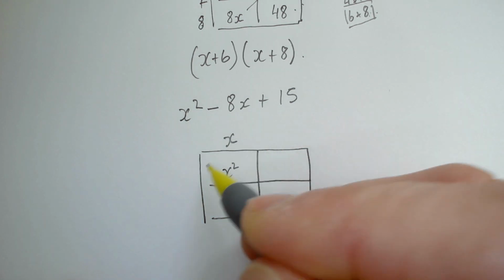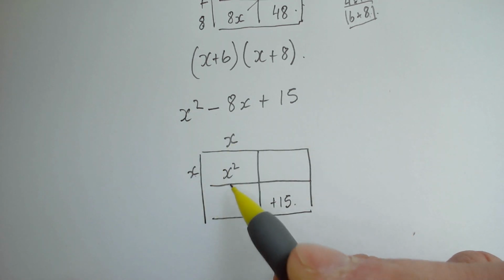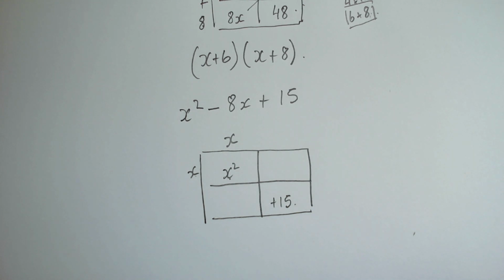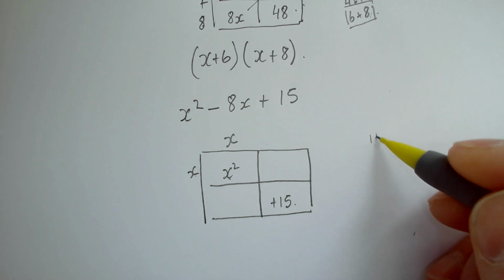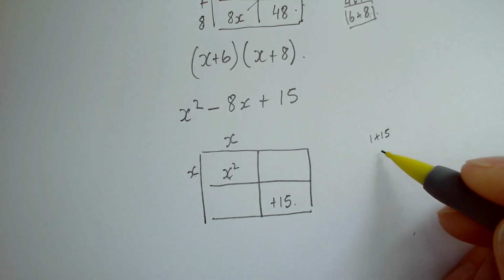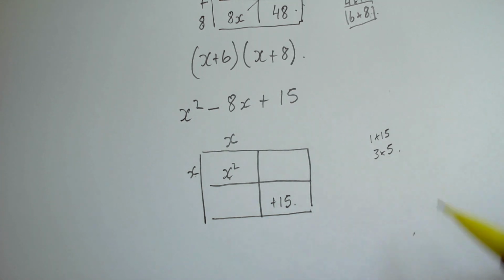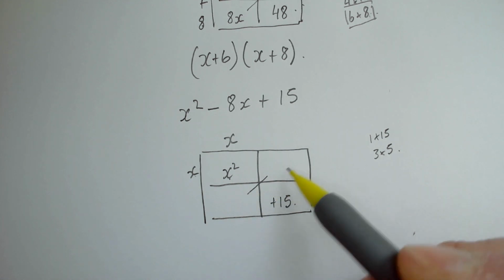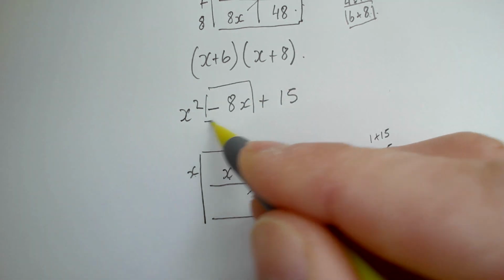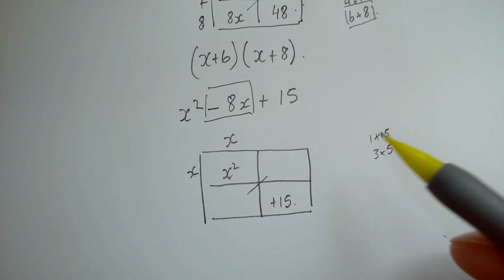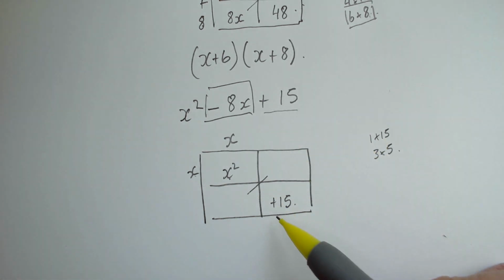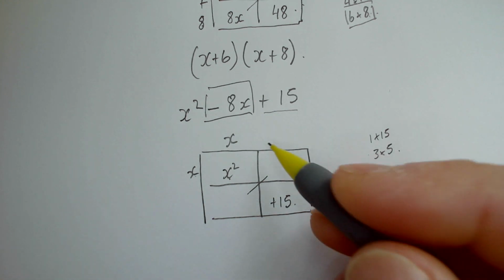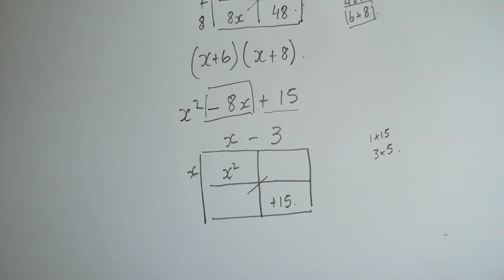And we know that x times x is going to give us x squared. And what are the factors of 15? Well, 1 times 15, or 3 times 5, and I think that's about it. So if we know that the sum of these two squares needs to give us minus 8x, and we're looking for two factors which will give us plus 15 here, let's use minus 3. So let's say x minus 3 here.